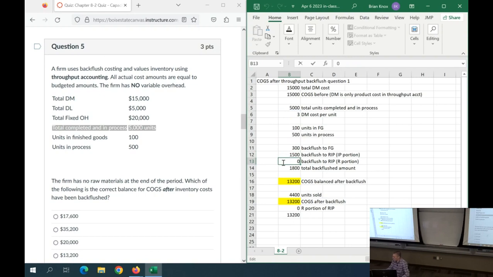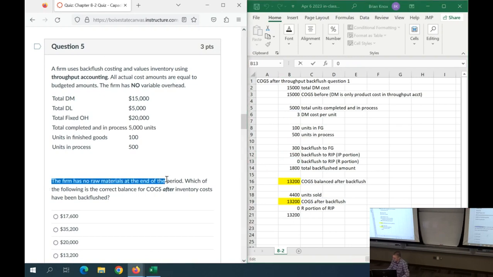And I have 0 for the raw, but that's just because we have 0. That could be an amount in other questions. And so the sum of all three of those ends up being the total backflushed amount, the total of the debit sides of that journal entry, which means that the credit to COGS has to be that same amount to balance the journal entry. So I just took the before minus that backflush amount, and we end up with 13,200.